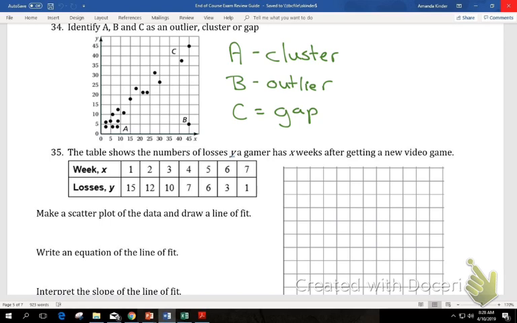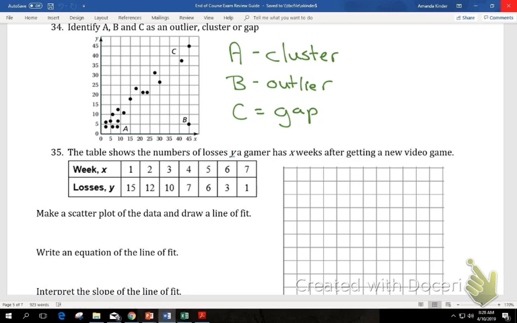I mean, it's kind of a stretch to see. Probably could have been moved down a little bit farther, and that's a bigger gap. But we're just identifying what's a cluster, what's an outlier, what's a gap. What does this mean? This means that on A, most of the data is clustered down in that region of the graph. On B, that's a value that's just way outside the trend of the other values. And C, a gap is exactly what it sounds like. It's a gap in the data.